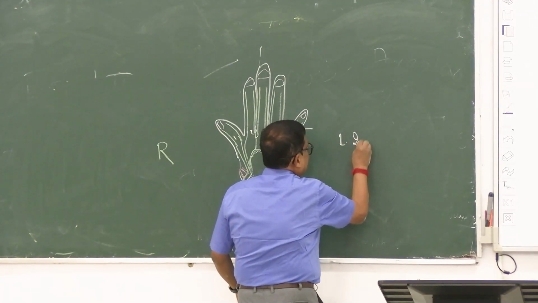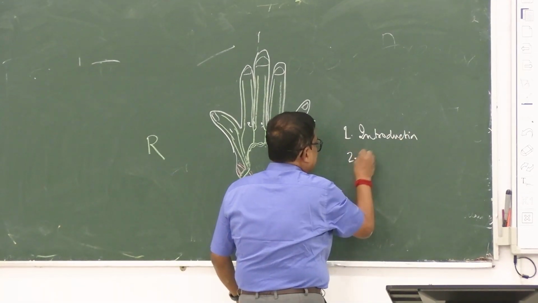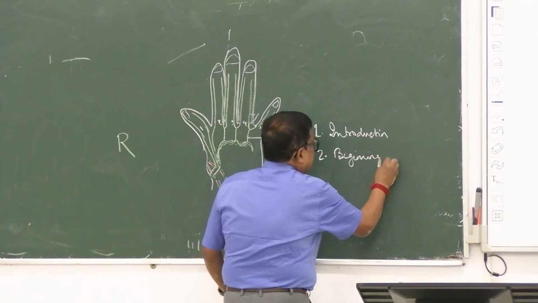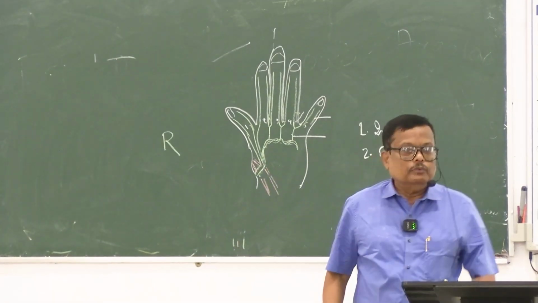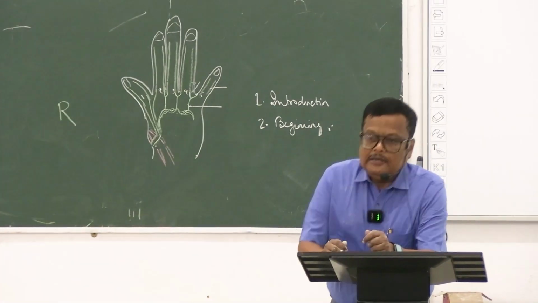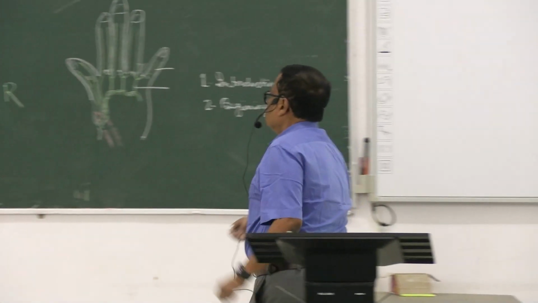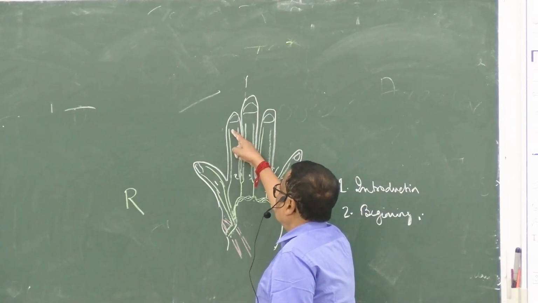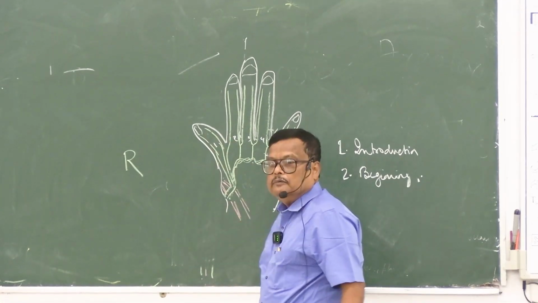Introduction. Number 2, beginning. How do we write it? Beginning is in the roof of the anatomical snuff box, by the joining of the radial end or lateral end of the dorsal venous arch and the digital veins of the index finger and 2 digital veins of the thumb.